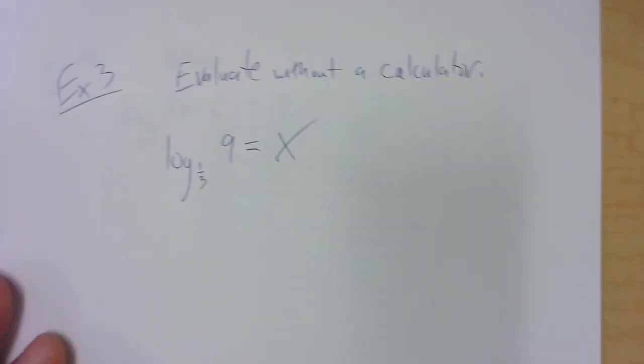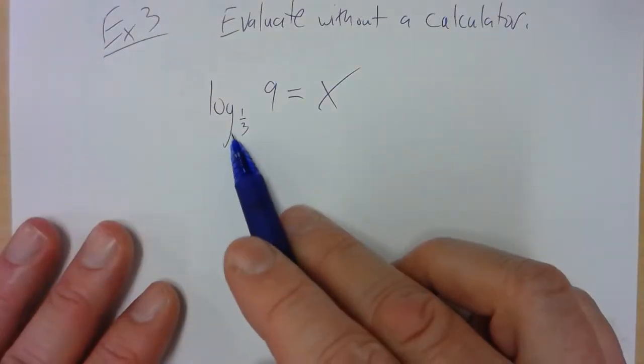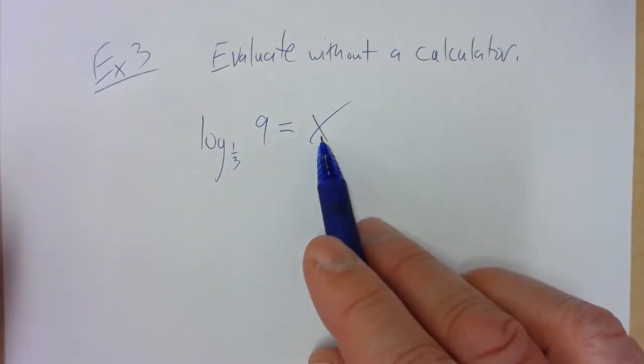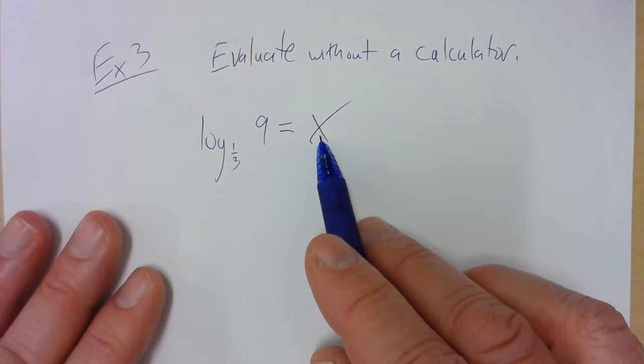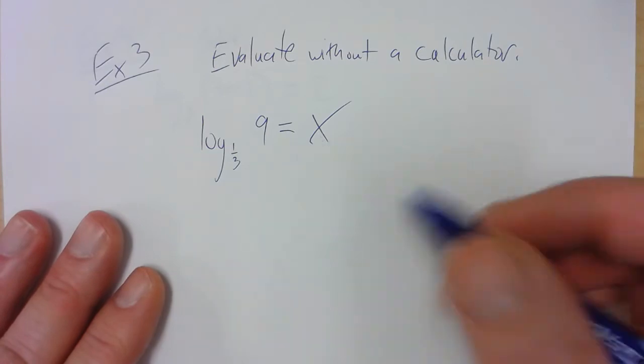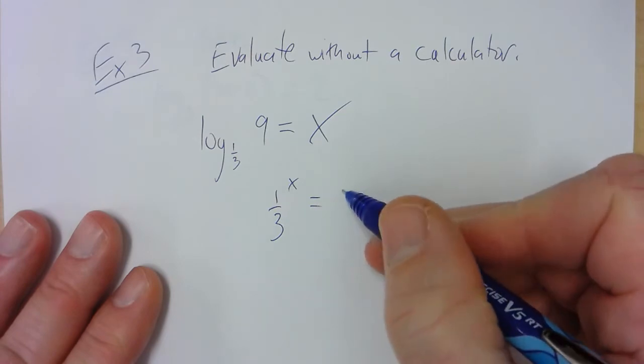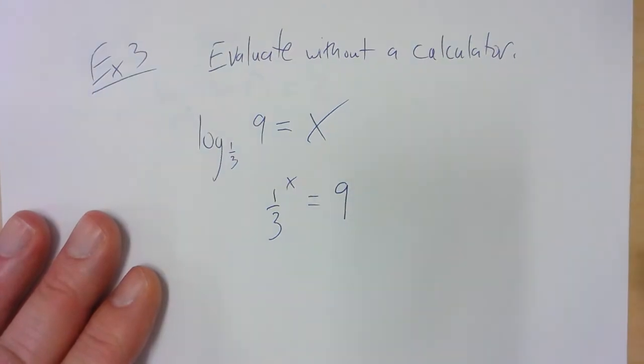All right, so that's what we're going to do here. We have log base 1/3 of 9 is equal to, well, I don't know. So let's go ahead and rearrange it. It would be 1/3 to the x power is equal to 9. So how do we do this?